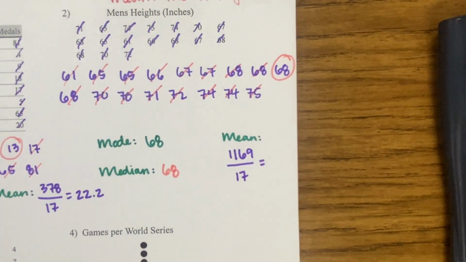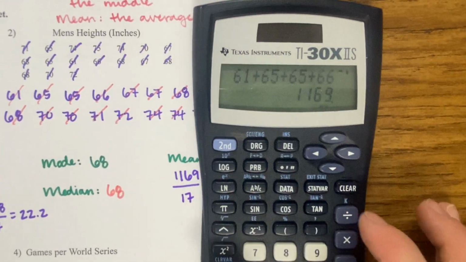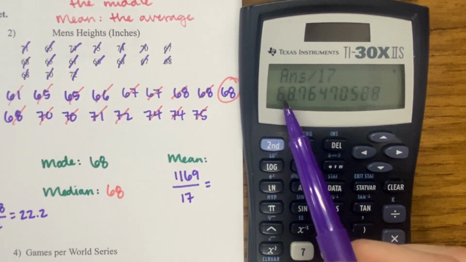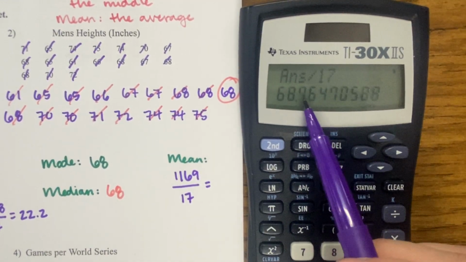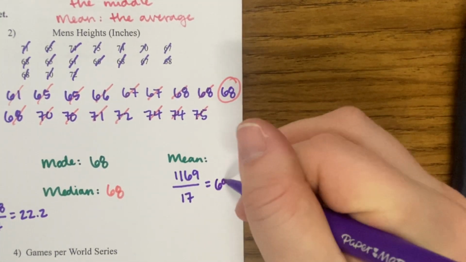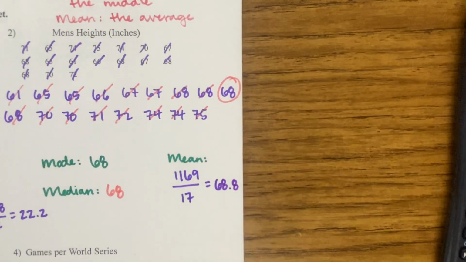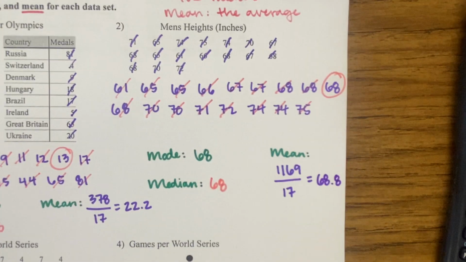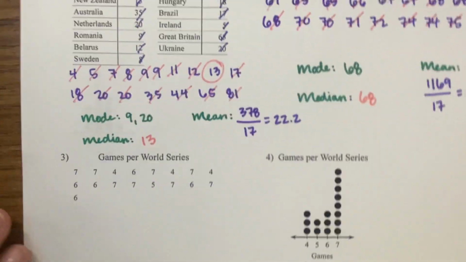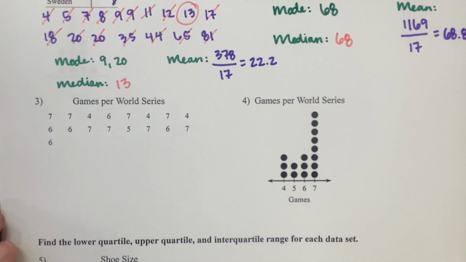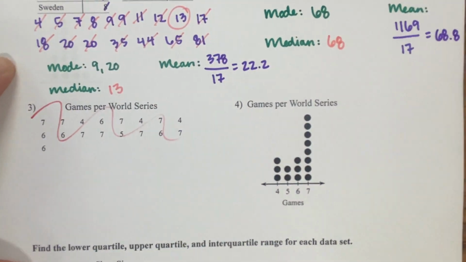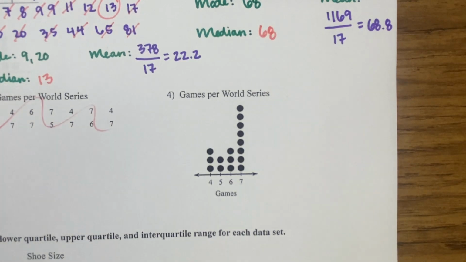Okay, so 1,169 divided by 17 is going to give me a mean or an average of 68.8 because that 6 bumps that 7 up to an 8. So 68.8. And there we go. Beautiful. Alrighty. I'm going to go ahead and skip number 3. Okay, let's just do number 4.